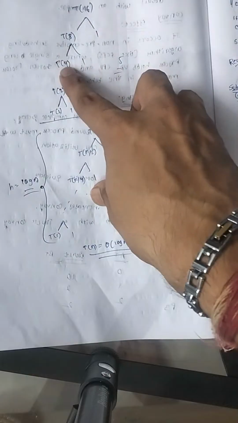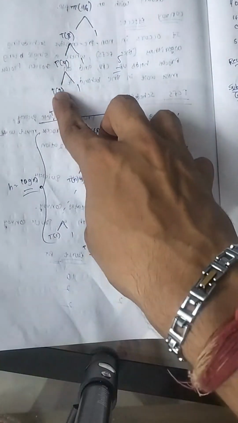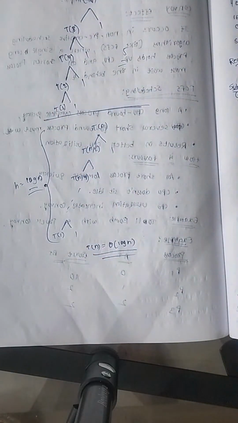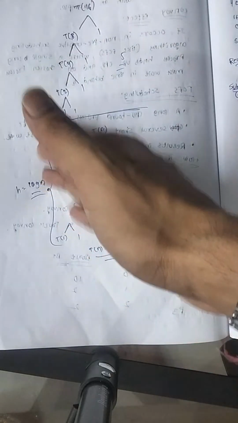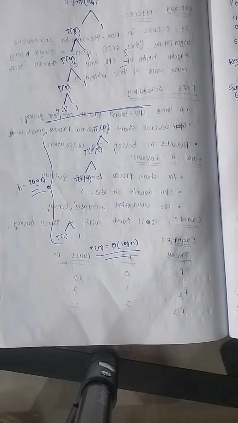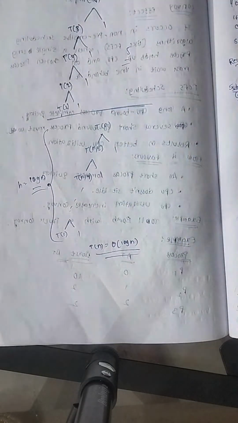T of 8 we can write T of 4 plus 1. And for T of 4 we can write T of 2 plus 1. And for T of 2 we can write T of 1 plus 1. Similarly, counting 1, 2, 3, 4, the height is 4. The left side one is the height. So the height is 4, and that is the output.